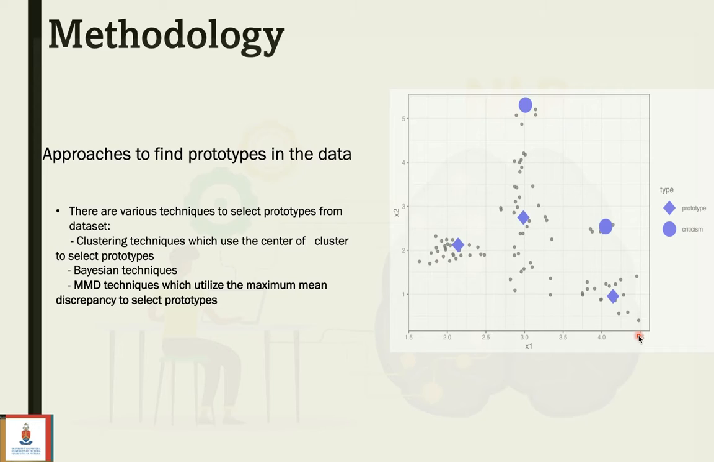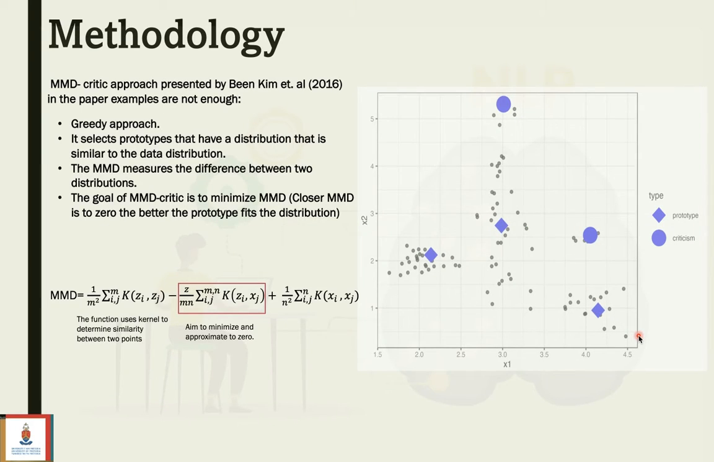There are many approaches to select prototypes from your data. So you can have your clustering techniques, there's Bayesian techniques, as well as the maximum mean discrepancy technique to select prototypes. In our approach, we use the MMD critic, which is the maximum mean discrepancy technique, which was presented by Been Kim in the paper Examples Are Not Enough.